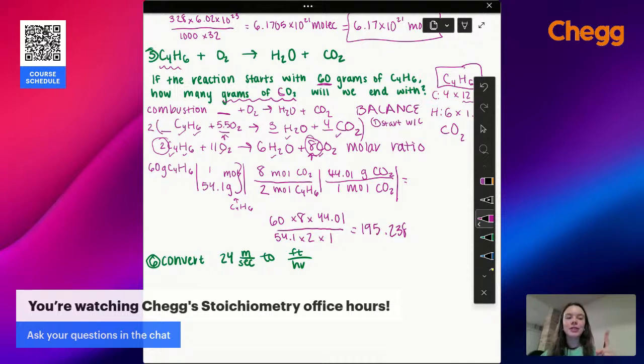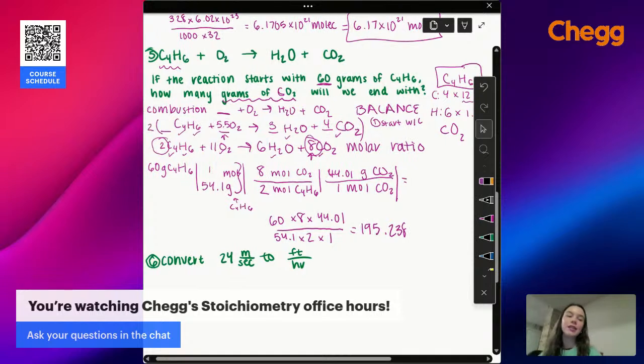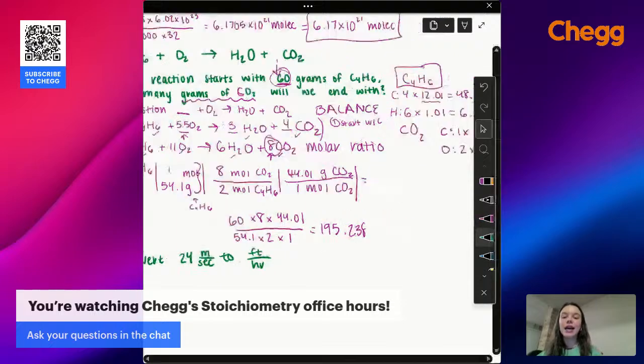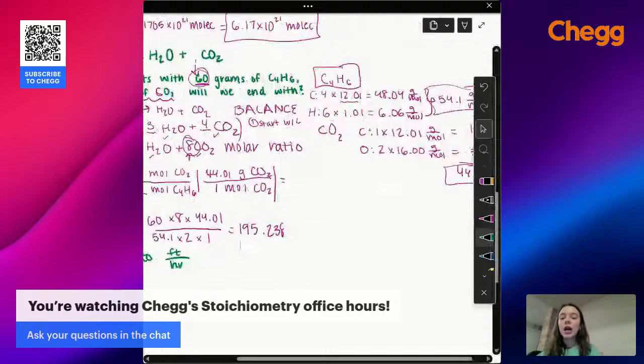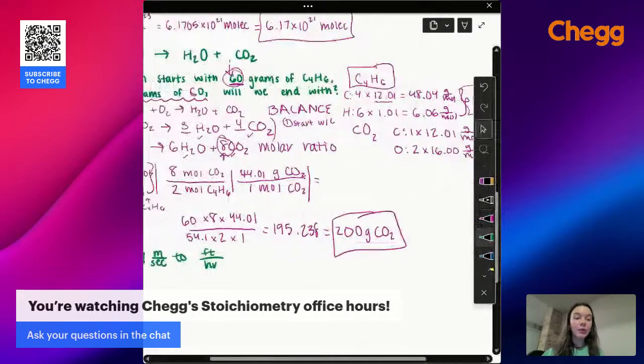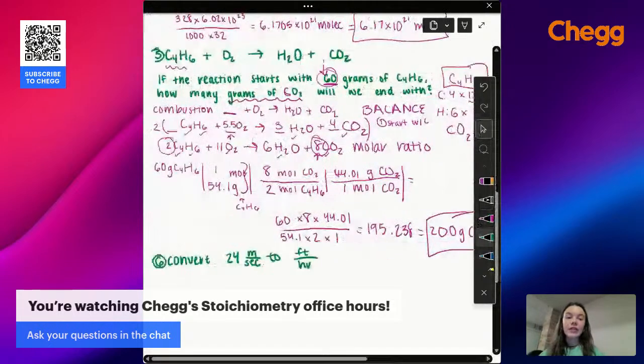If you got 195.238, you are correct, except there's one more step we need to do, and that step is, does anyone know? It is significant figures. With whatever we start with, however many sig figs that is, however many sig figs we need to end with. Trick question with this one is that this actually only has one sig fig. That 0 doesn't count since there's no decimal point. So our answer only needs one sig fig. And the way we would do that is we would just round up to 200 grams of CO2.